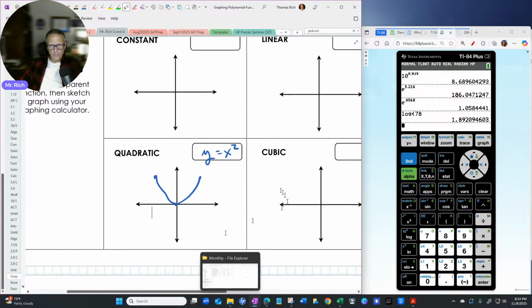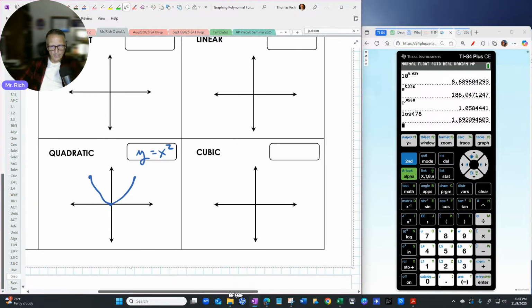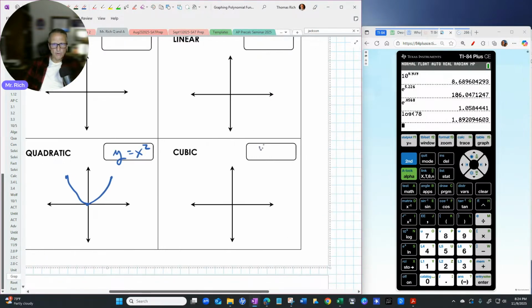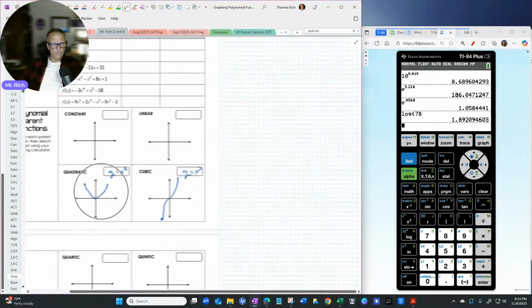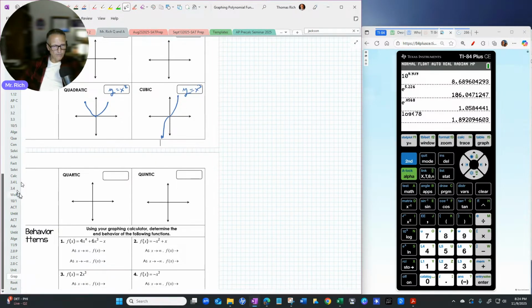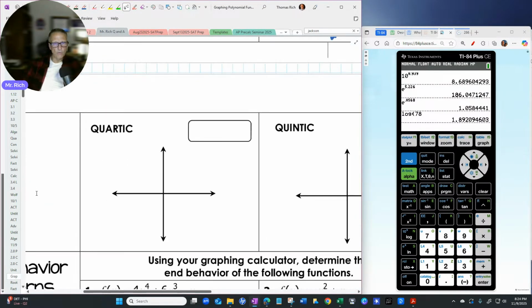When you take a look at what the cubic function looks like, y equals x to the third, it's going to be going up to the right a little bit faster than the quadratic, but it's also then going to be going down to the left this way. And then I'm going to show you the quartic, the fourth degree polynomial, y equals x to the fourth.